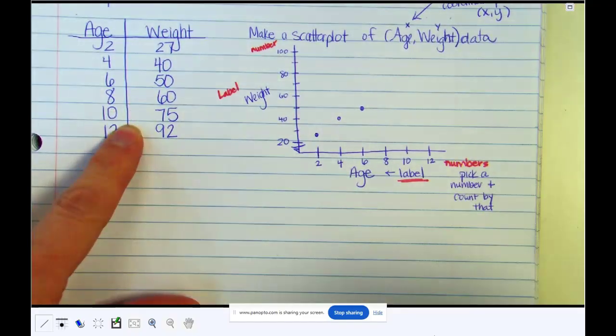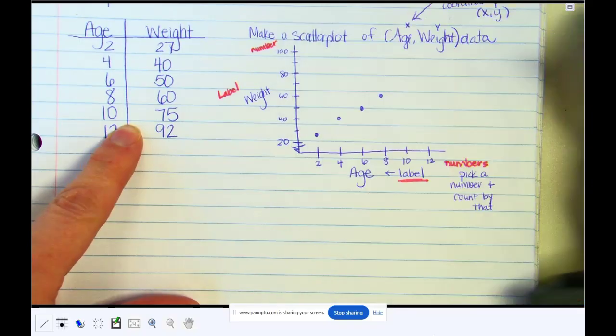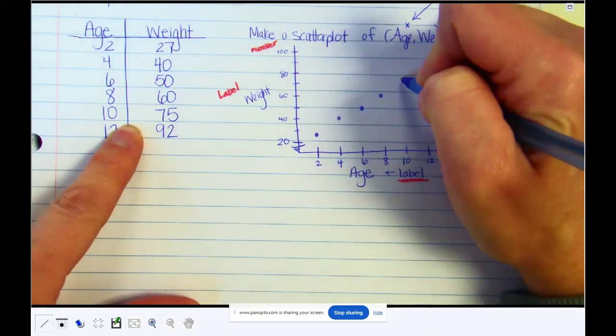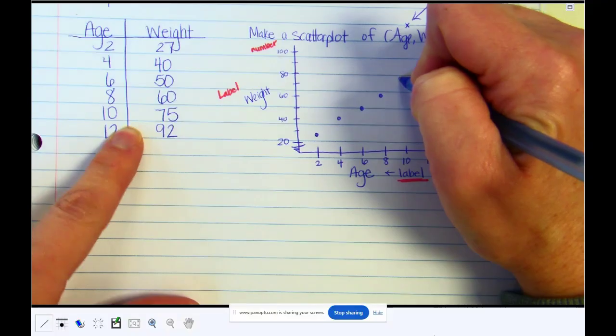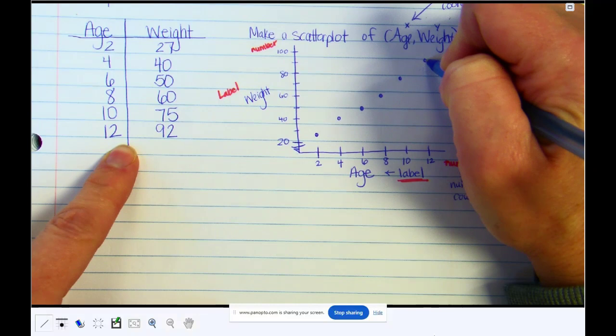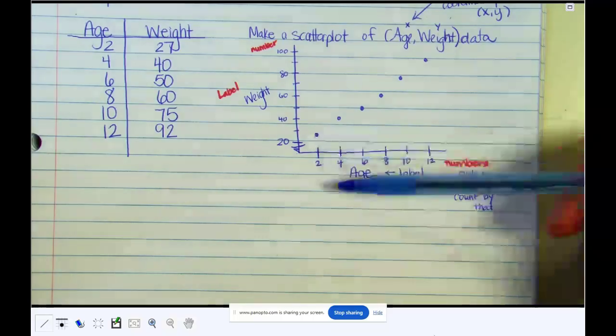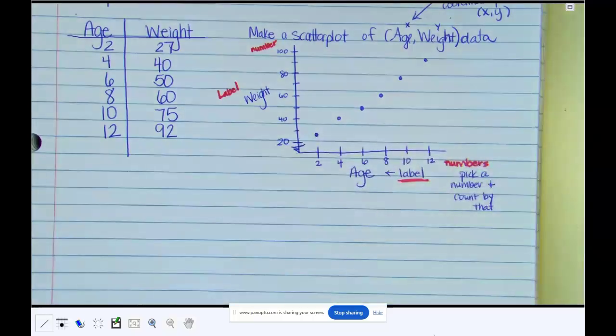Oh, I do remember what I was going to tell you. I'll tell you when we're done. Okay. Age of 8, 60. Age of 10, 75. Age of 12, 92. Okay. So each age matches up with a weight, and that's where you plot that coordinate point. Okay. That's a scatter plot.